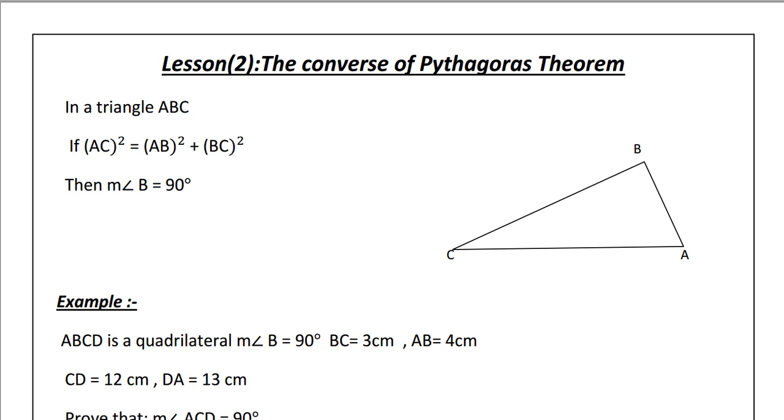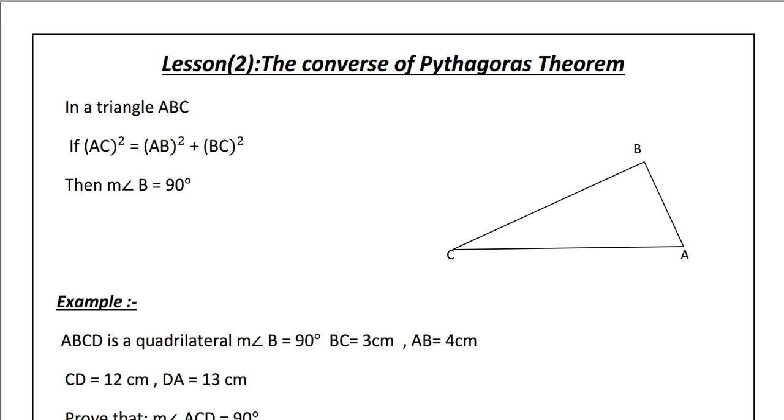Our lesson today is the converse of Pythagoras theorem and classifying the triangle according to its angles. So here, the converse of the Pythagoras theorem. Do you remember the Pythagoras theorem? The Pythagoras theorem says that if we have a right angle triangle and we have two side lengths of it, we can get the third side length.